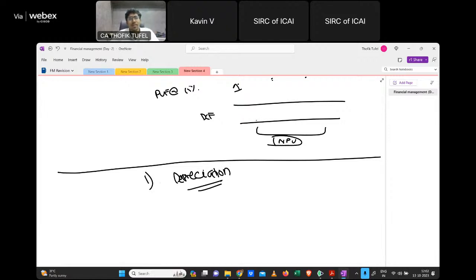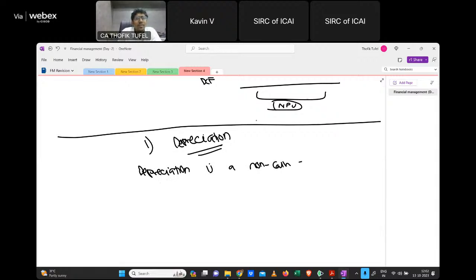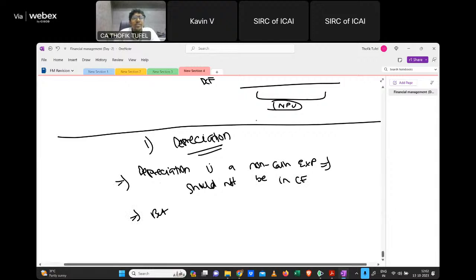Depreciation is a non-cash expenditure, so it should not be considered in cash flows. But the tax shield should be considered.